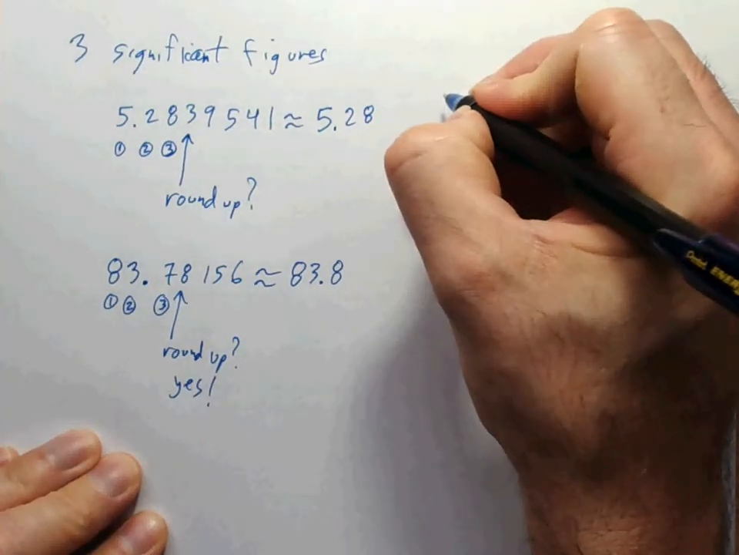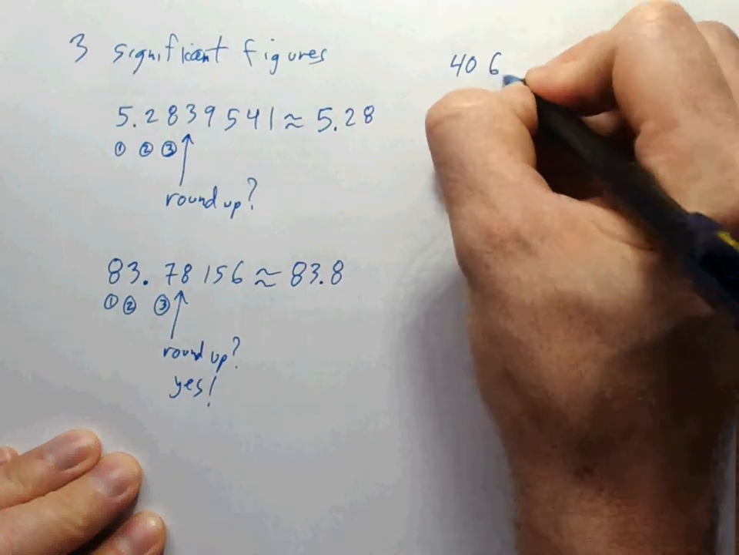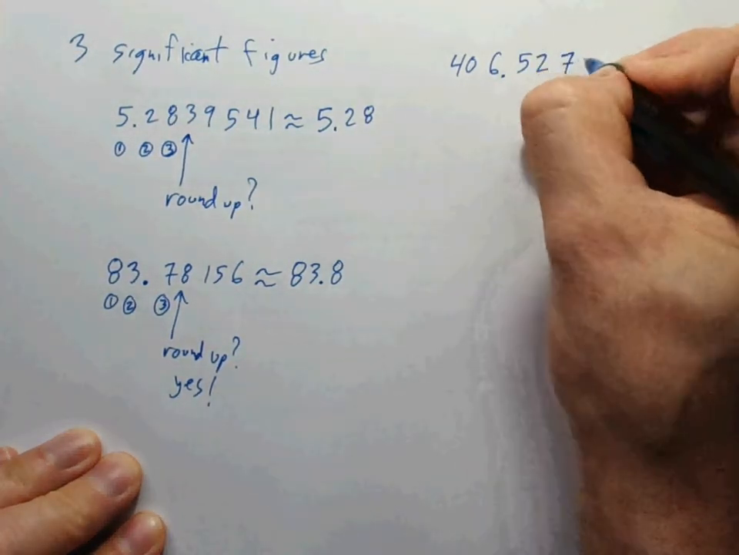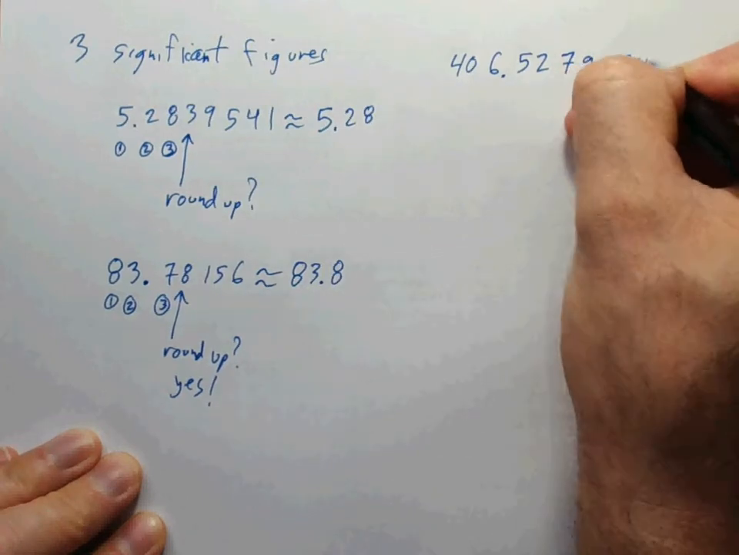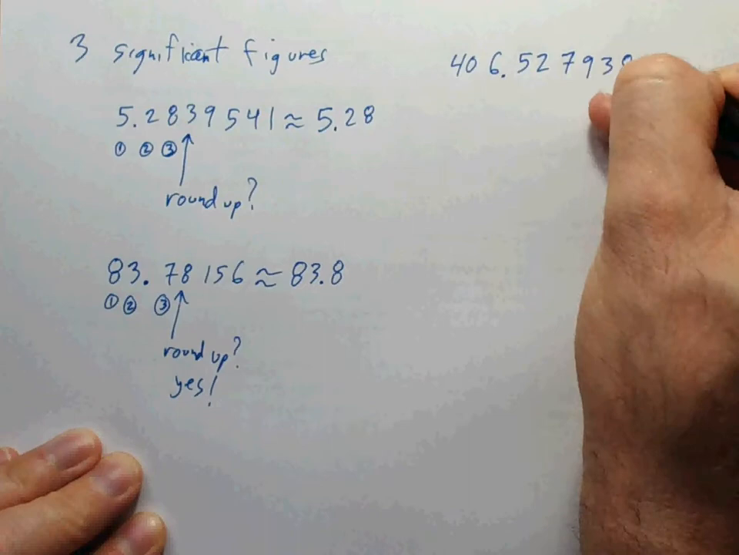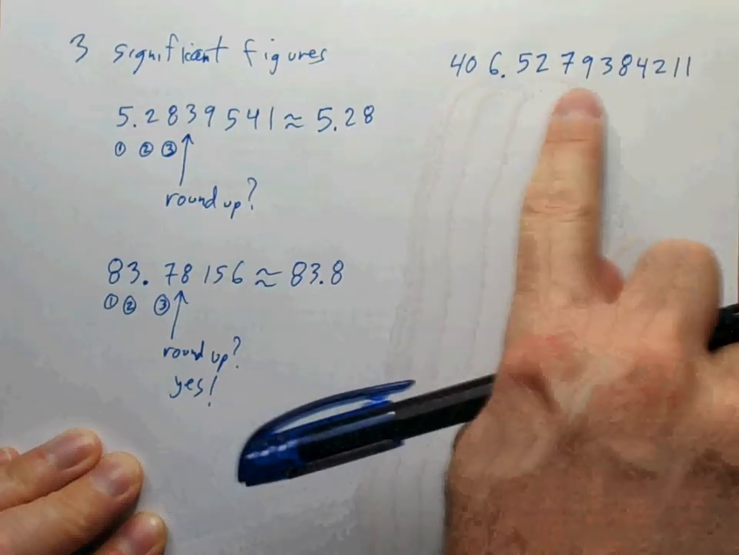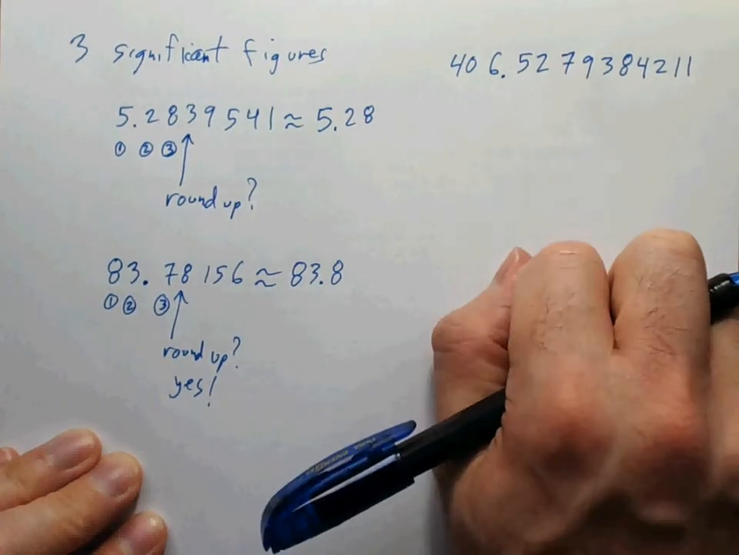Let's say that I have 406.52793842111, whatever. Doesn't matter. All we need is the beginning here. Pause the video, try to get this to 3 significant figures.